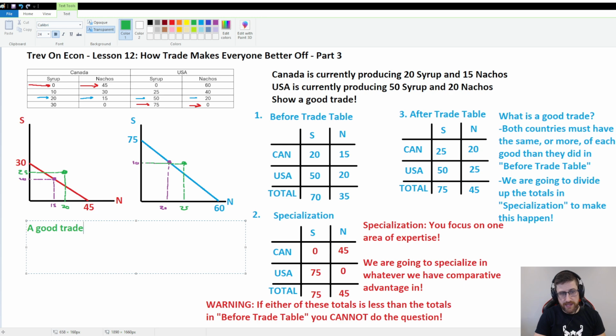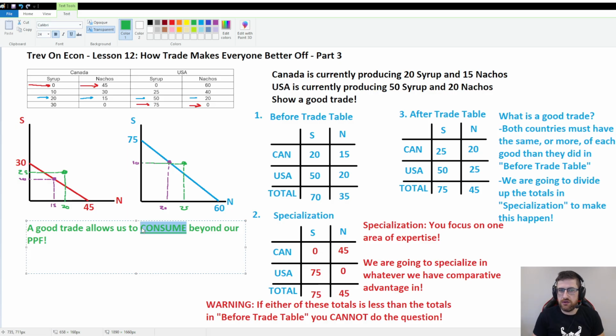A good trade allows us to consume beyond our PPF, right? You'll notice here I said the word consume. We're not making more than our PPF, okay? We don't have extra production. All we've done is do things more efficiently by specializing. We've traded off the excess, and it's made both of us better off. We don't have magically more resources.